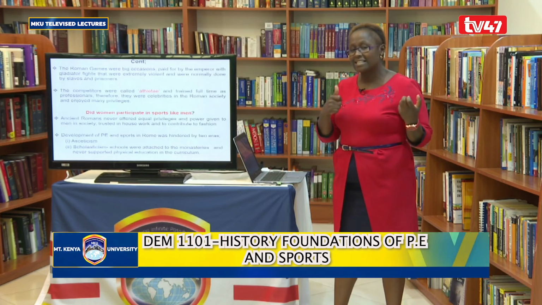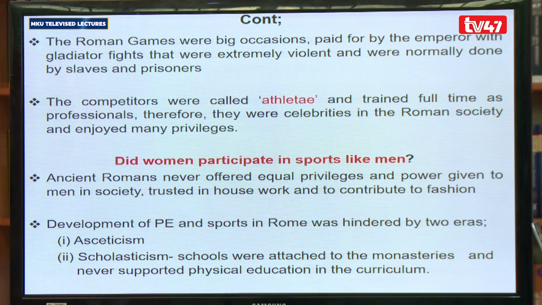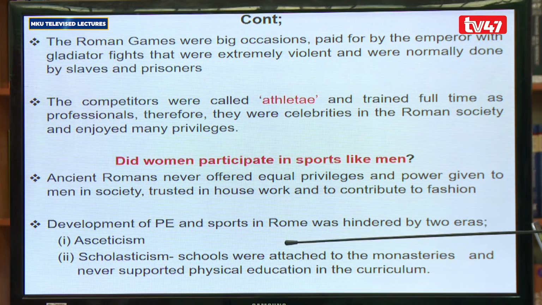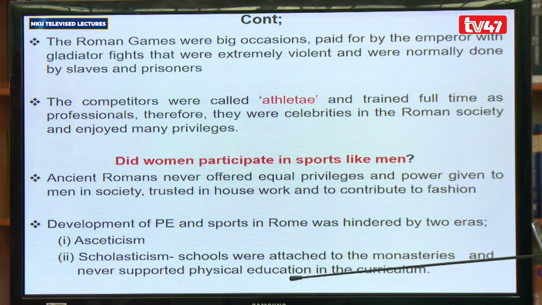Now, when this particular asceticism period was over, the second era that followed is scholasticism, and this is where most of the Romans started going to school, and they started looking at education as being of great use to them. Most of the schools were attached to the monasteries, and these monasteries never supported physical education, and therefore physical education was not part of their curriculum. So there was no way we could have the growth of physical education in Rome during that time.